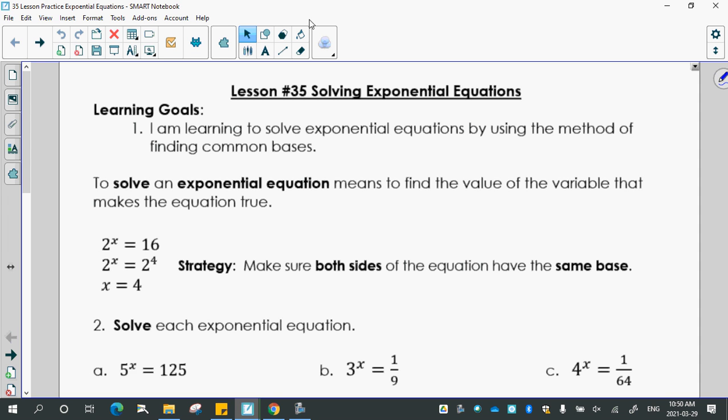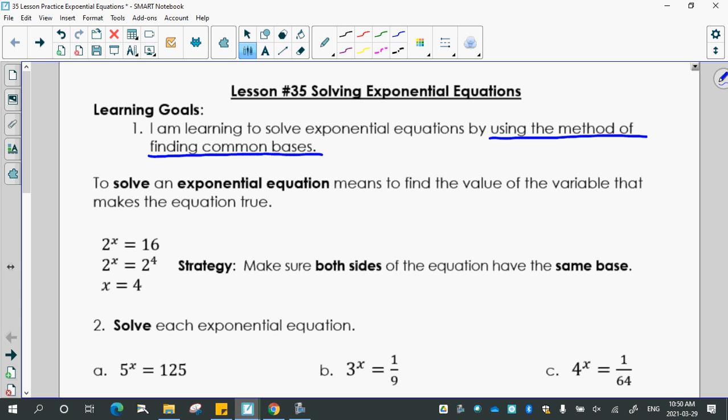Solving exponential equations. So we're going to learn to solve exponential equations by using the method of finding common bases. Okay, so we're always going to get the same base on both sides of the equals. To solve an exponential equation, we need to find the value of the variable that makes the equation true.